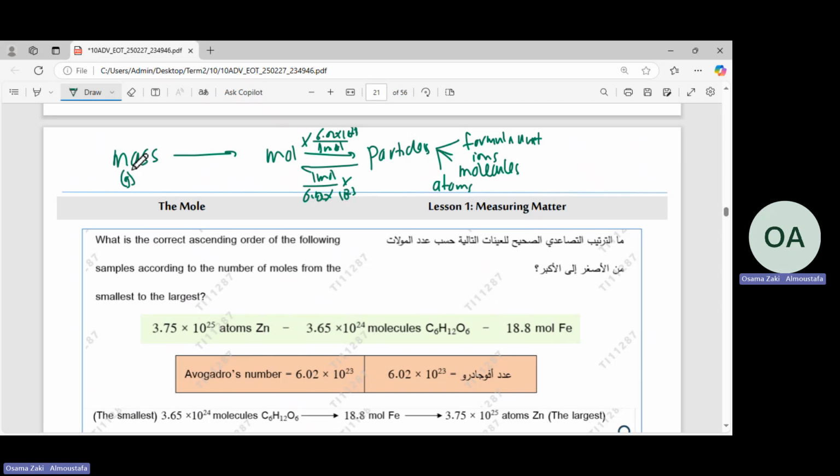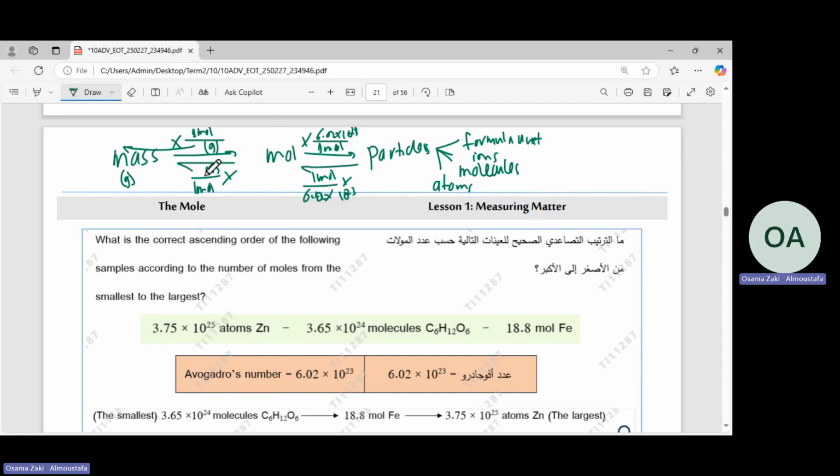So from mass to mole, we have to multiply by 1 mole over the number of grams. How to get this? This is equal to the molar mass, which we can find in the periodic table. So molar mass, 1 mole over the value of the molar mass in grams. And in the opposite direction we have to flip it. So we have 1 mole in the denominator, and in the numerator we have the grams.